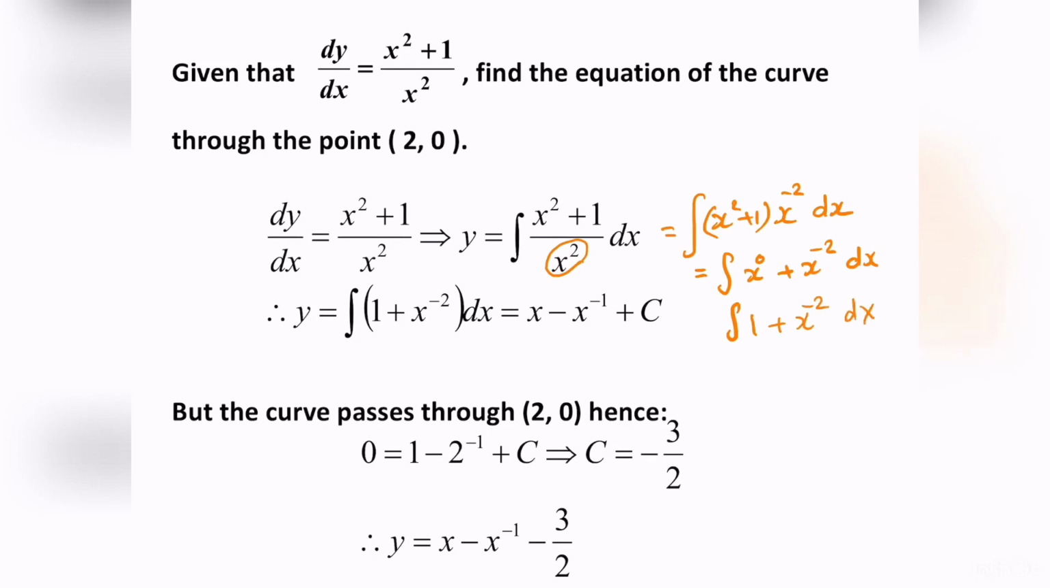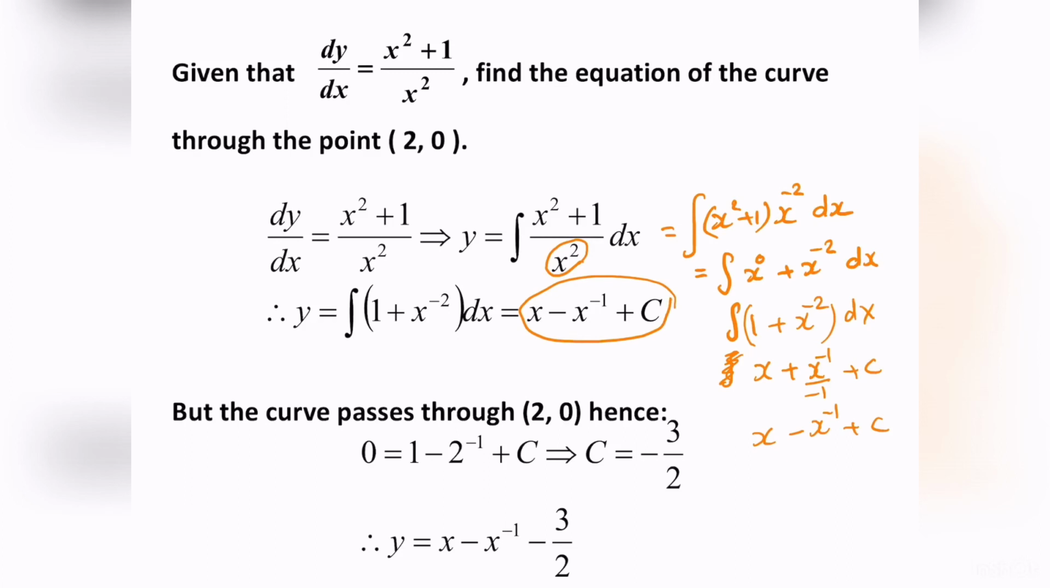And then when we integrate, the constant here is 1, we don't need this. So when we integrate 1 dx, it means x, plus minus 2 plus 1 is minus 1. So it's x to the power minus 1 divided by minus 1 plus c. So we end up with x minus x to the power minus 1 plus c. And that's what it is here.